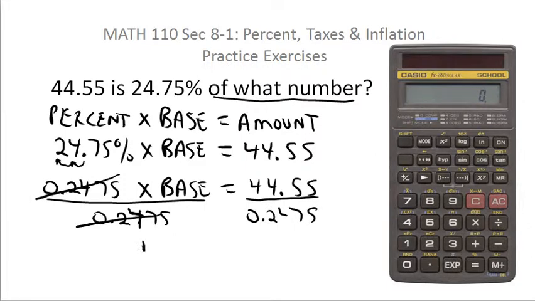So that tells me then that the base is 44.55 divided by 0.2475. And on the calculator, I go 44.55 divided by 0.2475 equals. And when I do that, I will end up with, and again, this doesn't always happen, but in this particular problem, it comes out to be exactly 180. So 44.55 is 24.75% of 180.